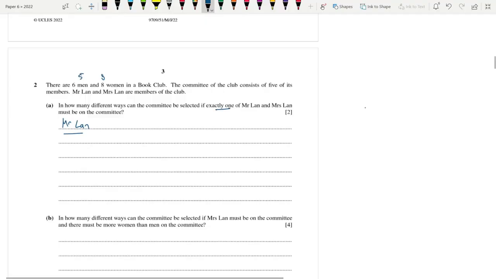Right, 13 people in total. Basically, you guys need to understand how this sum works. The wording is a bit different.